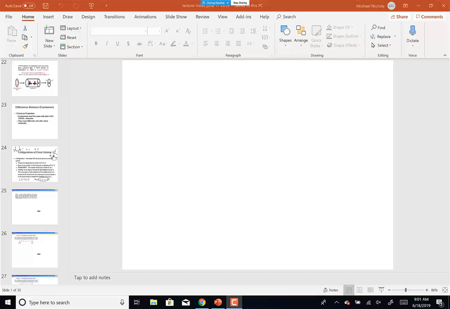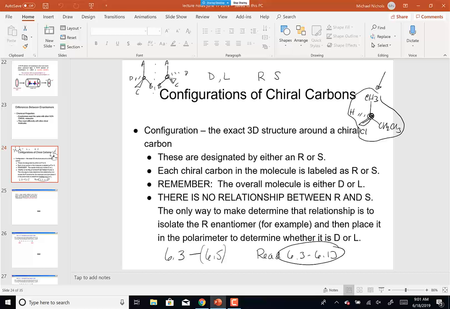Did everybody get a chance to skim through the book in terms of the steps we need to go through to assign what we call the exact configuration of a chiral center? We should probably do some examples, right? So what's our goal? I'm going to go back to the slide that I had yesterday.